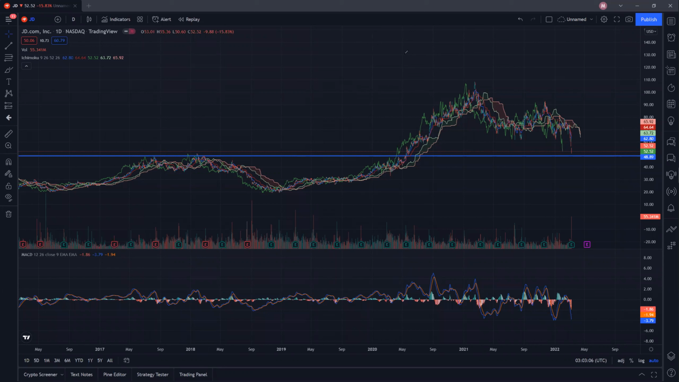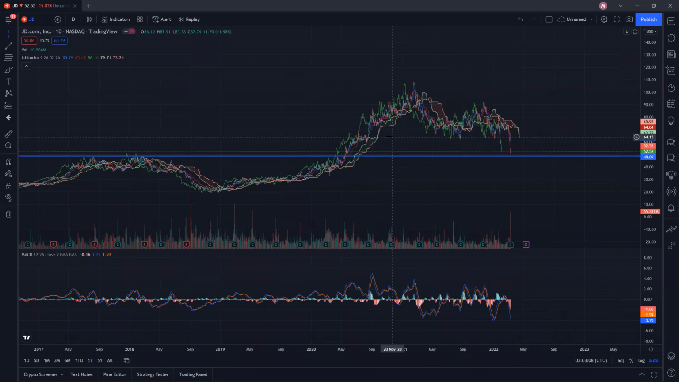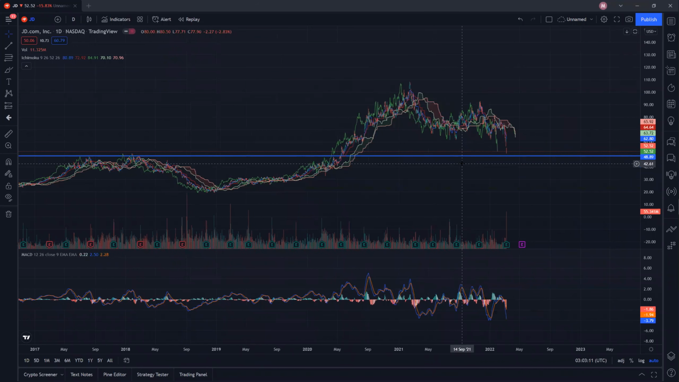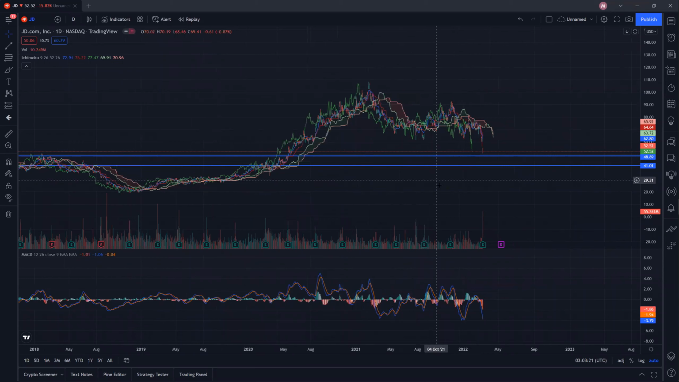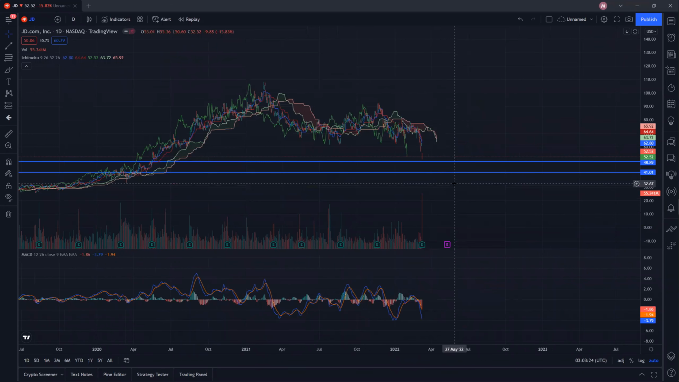But in the event that 48, 49 don't hold, then potentially we may slide to about low 40 levels, about 40 to about 42. So this may be the next support around low 40 levels. But in the event that one breaks as well, then my last critical support will be at about $32. You can see that $32 here was a strong support sometime in mid 2020. So that will be my final target for JD.com, 32.